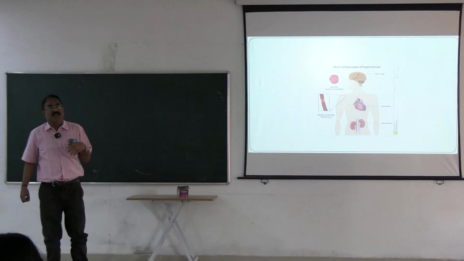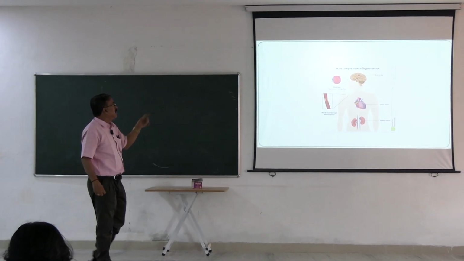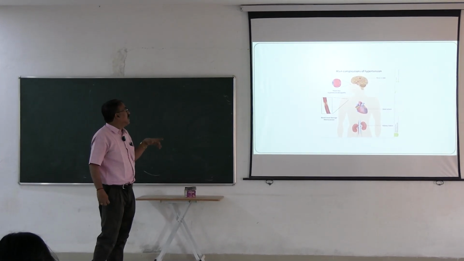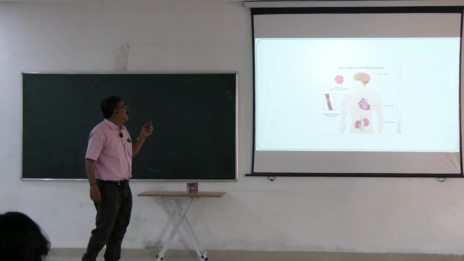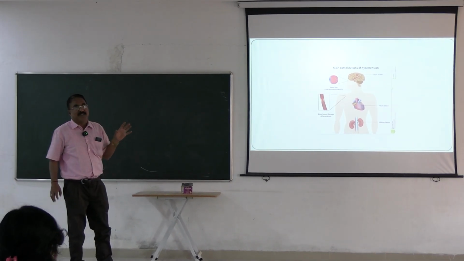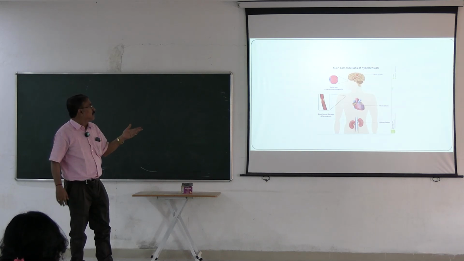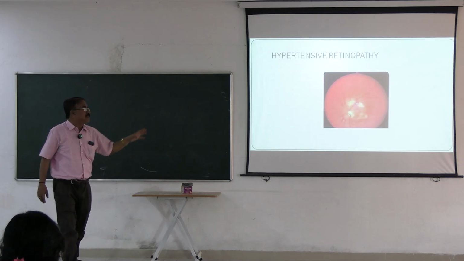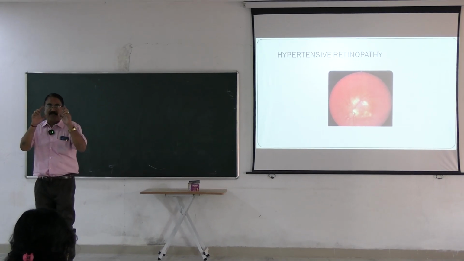So, what are the complications of hypertension? Firstly, it can cause vision loss, hypertensive retinopathy. It can cause a stroke. It can cause a heart attack, or it can cause kidney damage. These are the basic things which hypertension can cause. Okay. So, this is hypertensive retinopathy. The blood vessels in the eye, they literally burst.